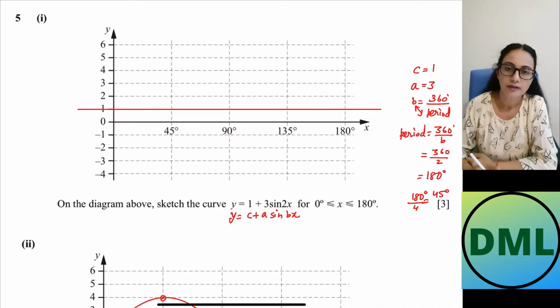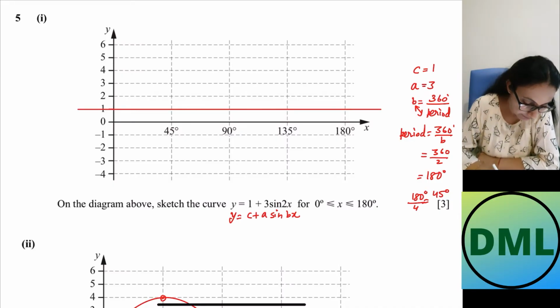Amplitude is 3. It will go 3 units above the axis and 3 units below the axis. If the axis is at 1, it will touch 1, 2 and 3. It will touch 4. And if I go down, it will be 1, 2, 3. It will touch minus 2.